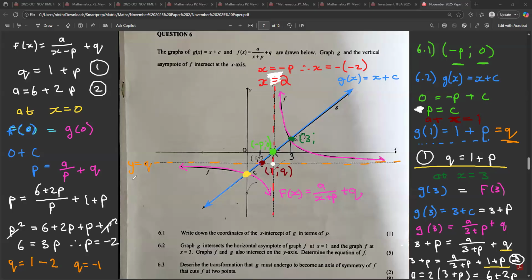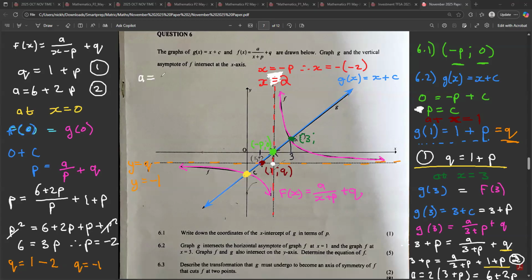Because we have y is equal to q, so y is equal to -1, and that is indeed shifted down by 1. So yeah, we've got that point here. And then what else? We've got q, we've got p, we need a. A is 6 plus 2p. So we know that a is equal to 6 plus 2p.